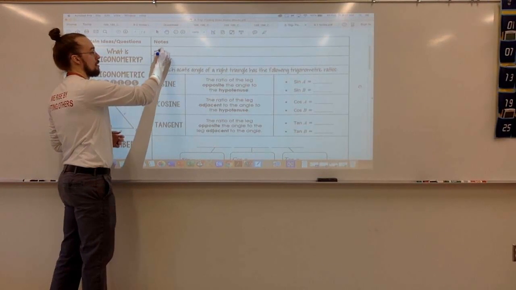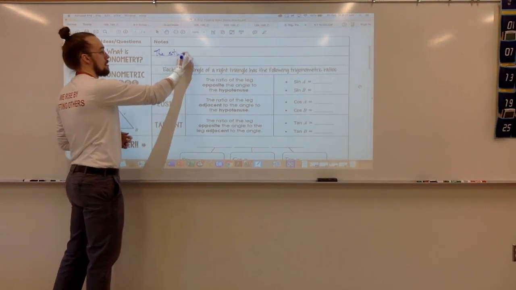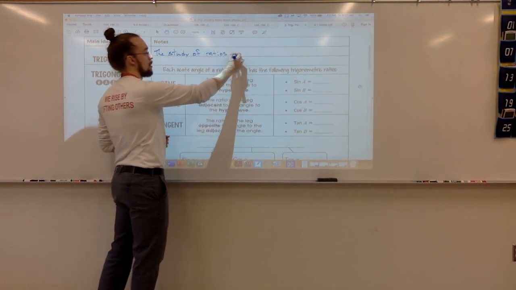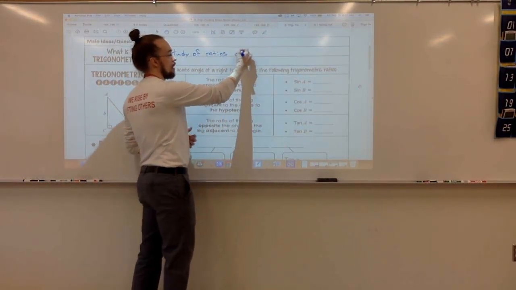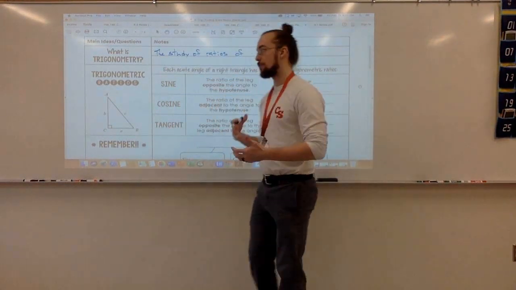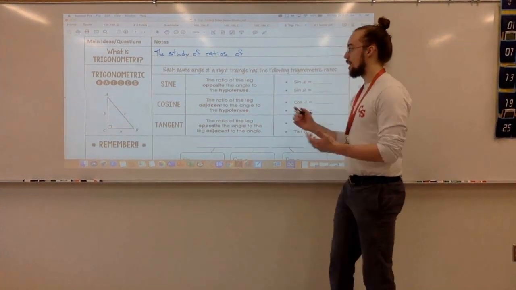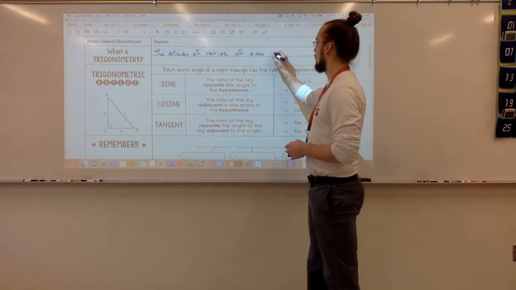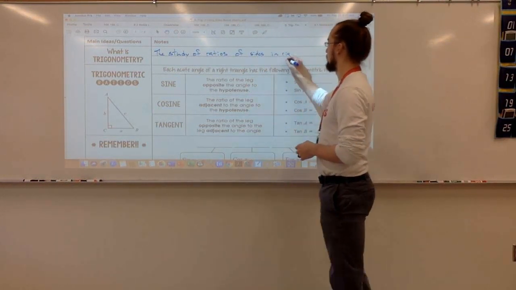Just the study of ratios. Technically, we can talk about sides and angles, but to start, we're just going to talk about the study of ratios of sides in right triangles.